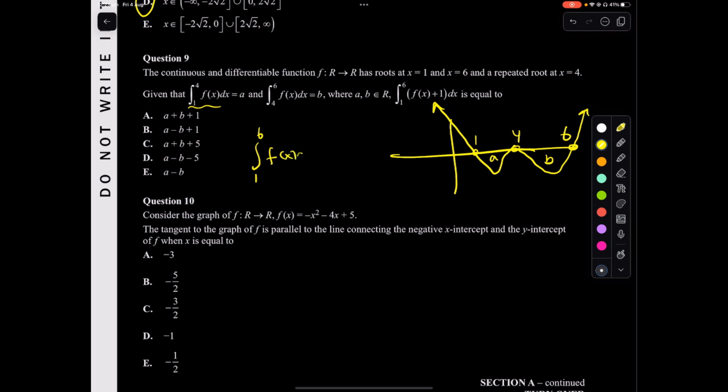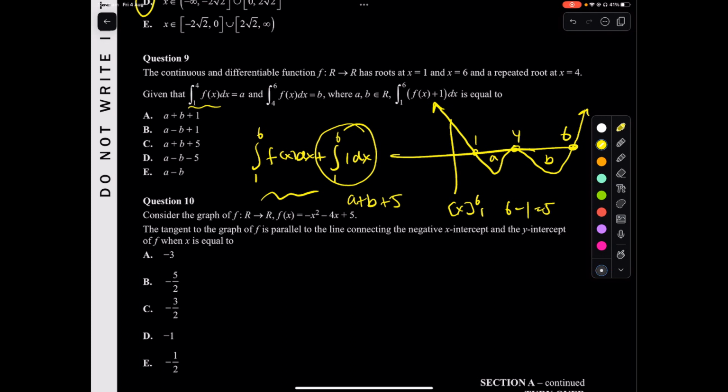So we want to find the integral from 1 to 6 of f of x dx plus the integral from 1 to 6 of 1 dx. Well, this first one over here is easy because it's just A plus B. This one over here goes as x from 6 to 1, so it's 6 minus 1, which is 5. A plus B plus 5. So C is your answer.